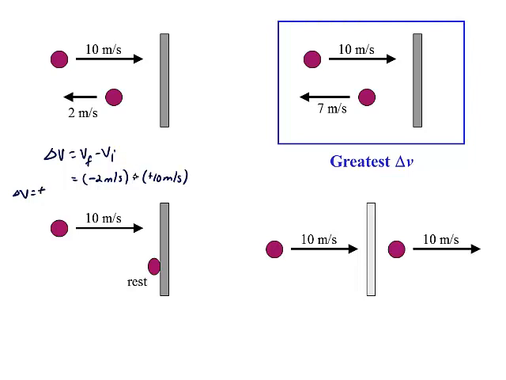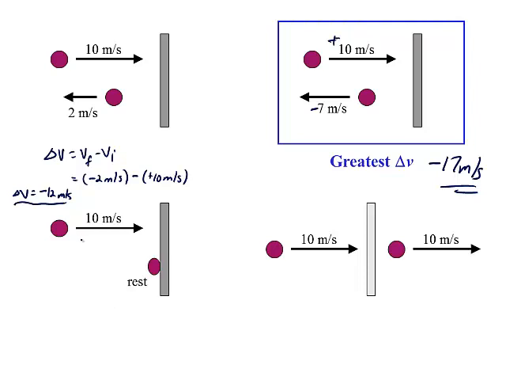No, it's not, I subtracted it. How did I mess this up? Anyway, negative 2 minus positive 10 is negative 12. So for this one, we've got positive 10, get it right this time, and negative 7. So that change in velocity would be negative 17 meters per second for delta v.